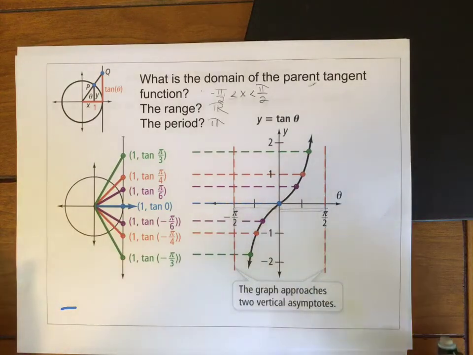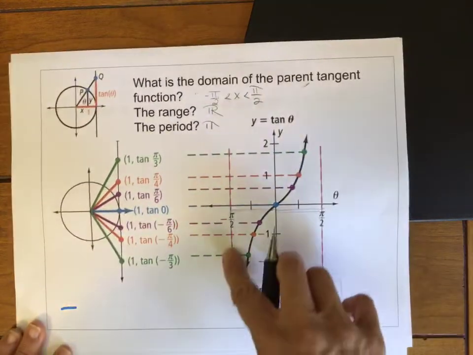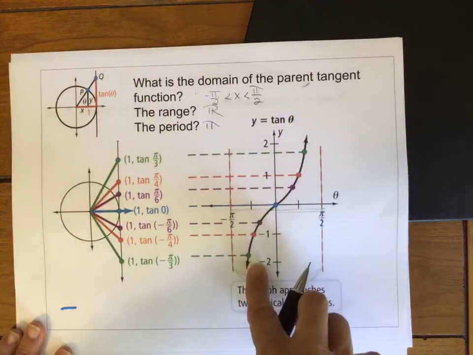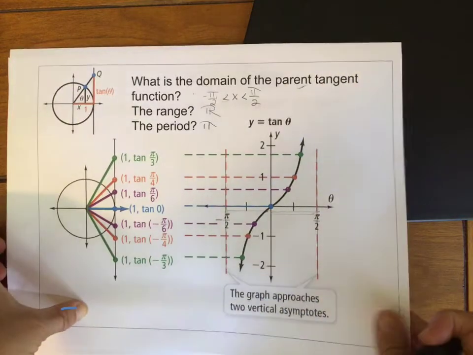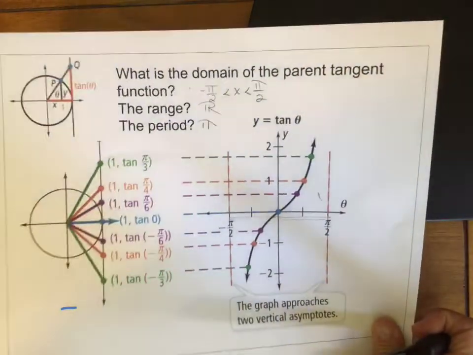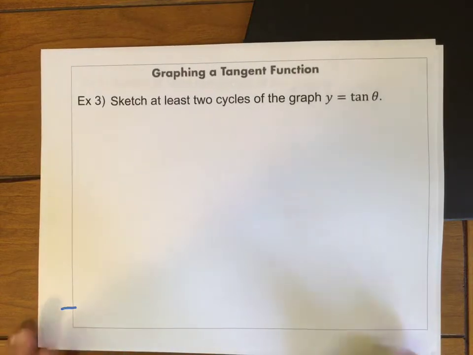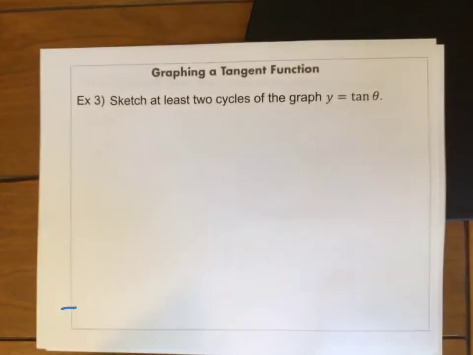Right, so make sure you get the notes down that you want to get down. I'm going to show you an easier way to graph than putting all these points in. If you elect to do the investigation, maybe you're not even watching this video, they do have you plot all those points. So sketch at least 2 cycles of the graph y equals tangent of theta.